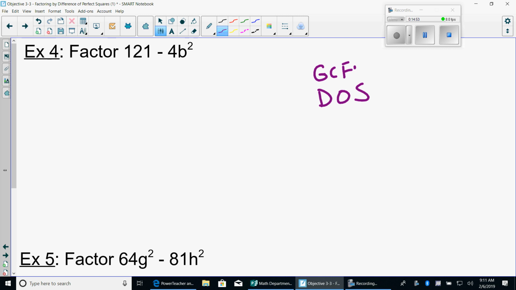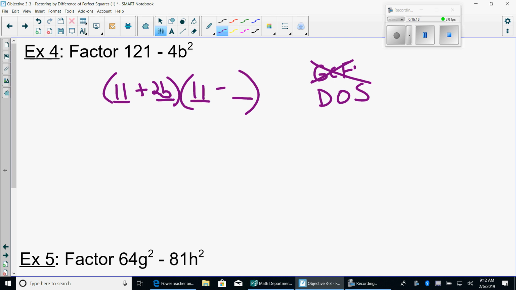So this does not have a GCF. So then we ask ourselves the question, is this a difference of two perfect squares? Are we subtracting two perfect squares? And yes, we are. So that's how you know how to do this. Okay, so this is going to be what times what? 11 times 11, and then plus 2b and minus 2b. Any questions on that? And then when you check it, how many were able to get that? Everybody okay? Good? All right, then we check it.